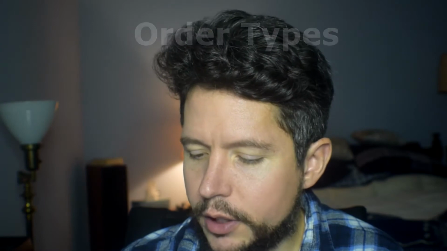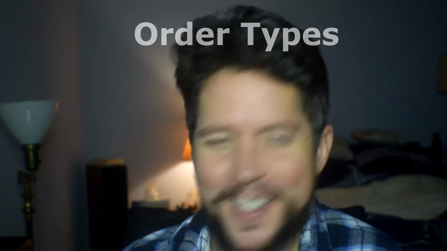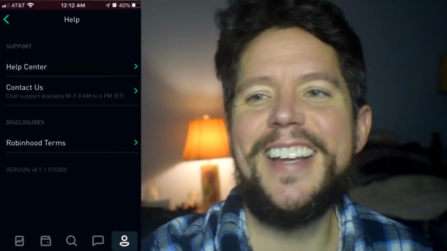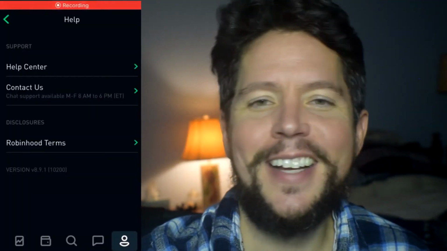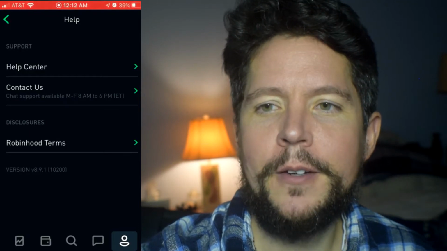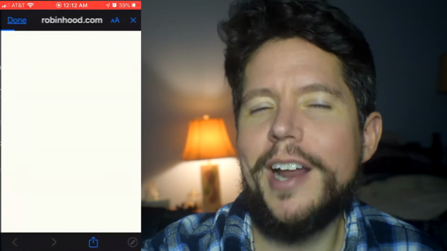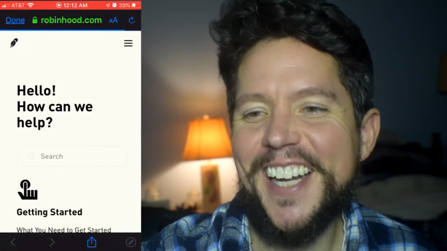And to find out more about order types, you can go into the Robinhood app, and at the very end, there's a little man at the bottom, and you go to the little man, and then over here, you click on Help. And I'm going to go ahead and record this on my screen so you guys can follow along here to the side. So it says Help Center. Right, so this is where I go to find out more information about the Robinhood app when I don't have someone to tell me on YouTube.